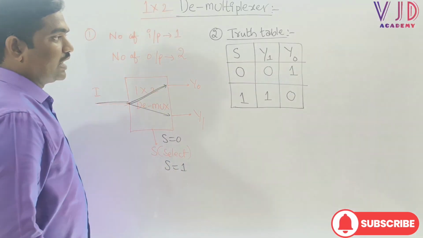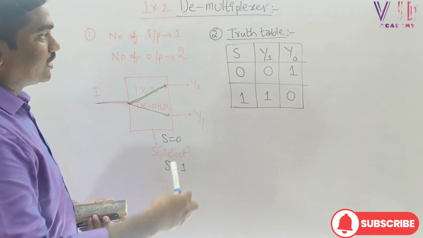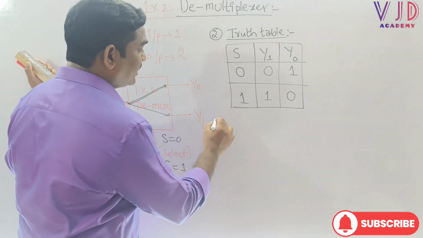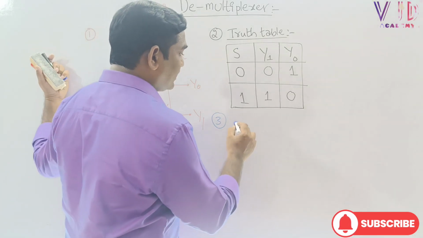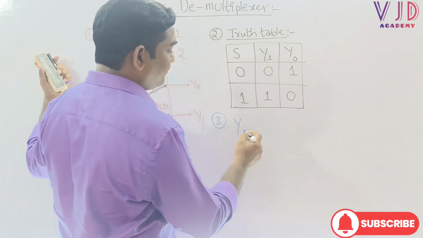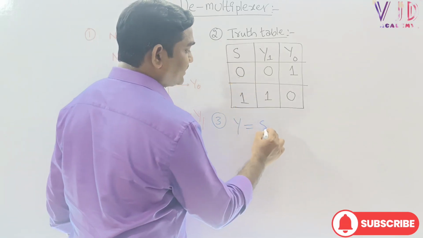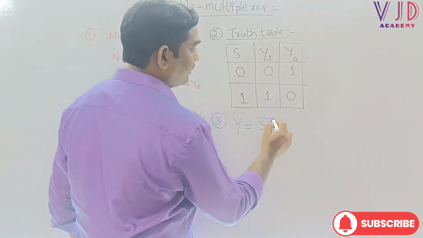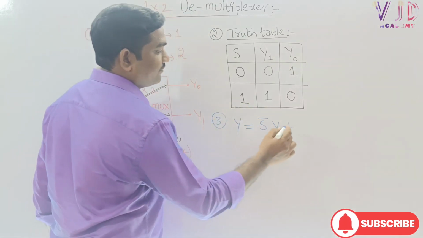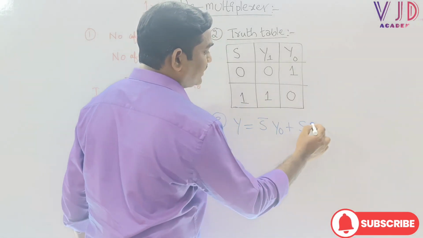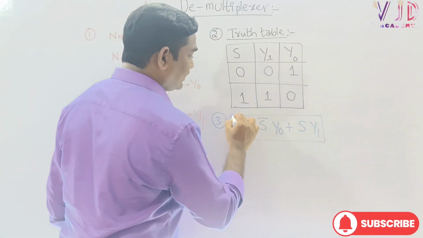This is the truth table, and based upon this truth table, let me construct the logical expression. The third one is the logical expression. How to write the logical expression, sir? Y equal to, here S is 0, which means S bar into Y0, plus here S is 1, which means S into Y1. This is the logical equation.